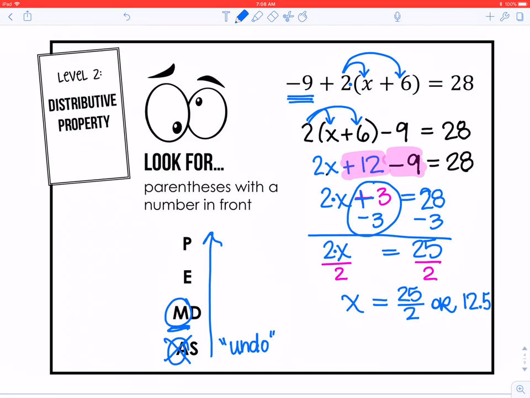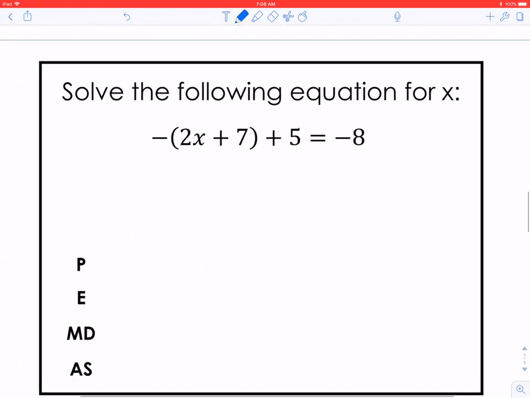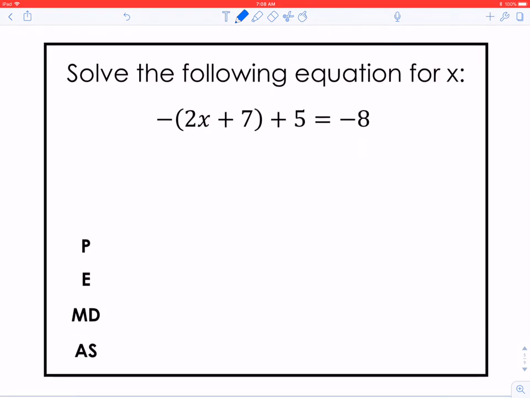Okay, so you try one. Between you and your shoulder partner, or working solo at your table with your expo, solve the following equation. Again, there's some cleanup that needs to happen before you can get to that solving process. So go ahead and push pause, and after you have discussed and you're ready to check for accuracy, come back and push play.